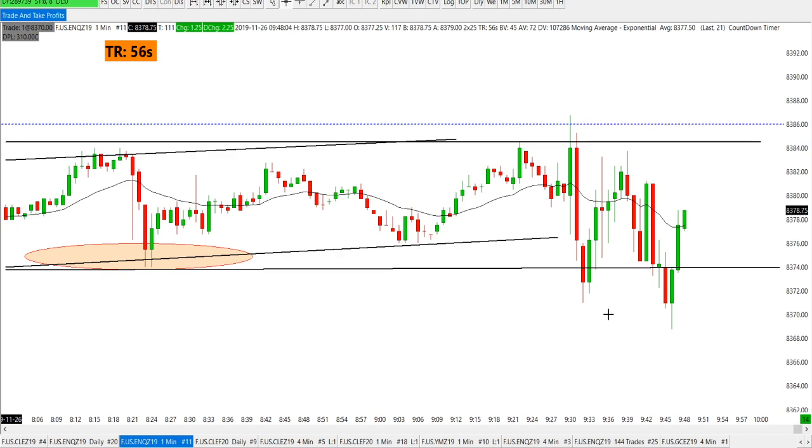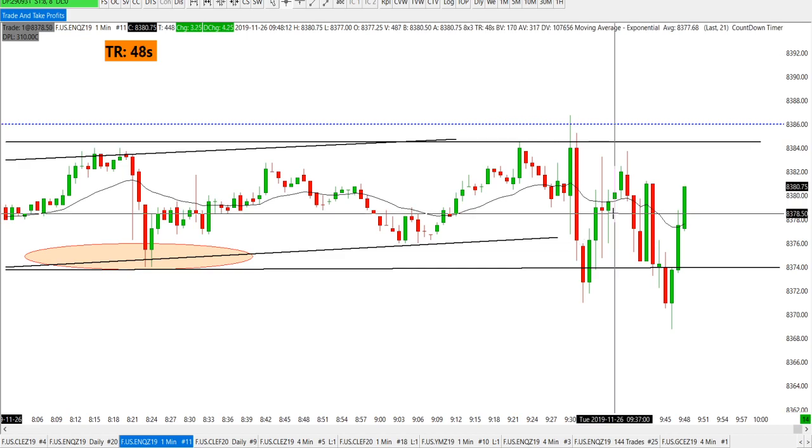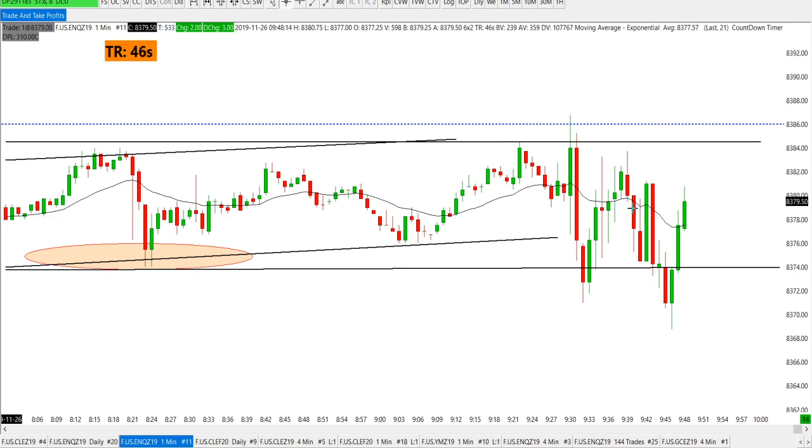If they give me an entry on the long side, I would take it. But right now, it looks like they're just going to keep going up, and they're not going to give me an entry. So I missed that trade. It's all good. I don't mind missing trades. I'm at a stage right now where I don't mind if I miss trades.